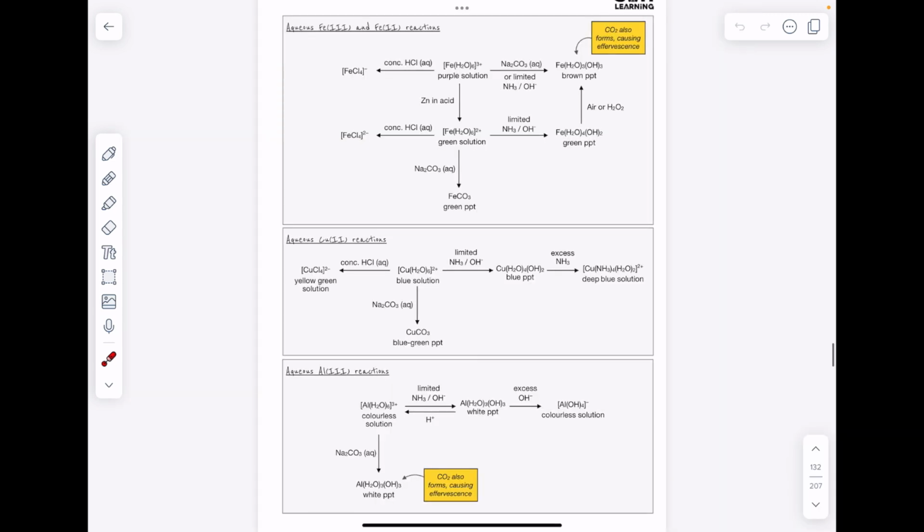And then if I haven't given you reason enough to get hold of my guide, this is a great summary, and you do need to learn every single stage, what's happening, the colour changes, the various complex ions, and you'll see why when we look at some past paper questions now.